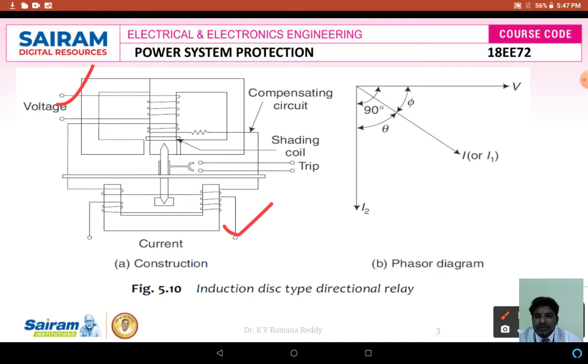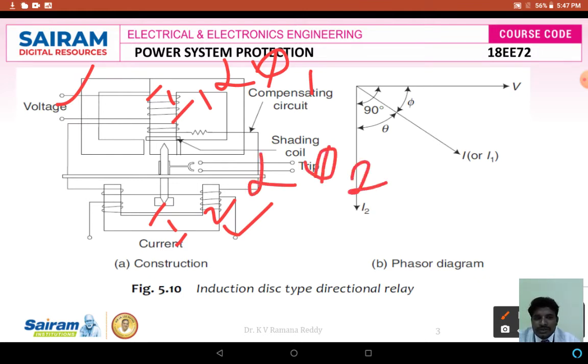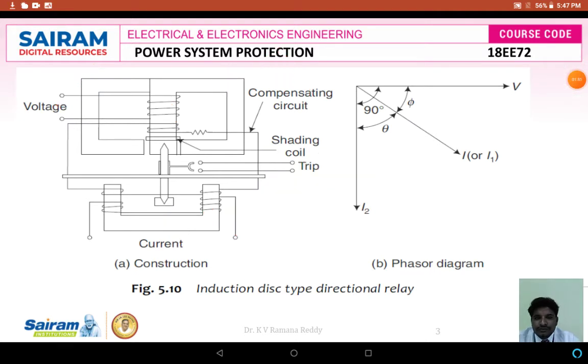The currents flowing through these two coils are I1 in the voltage coil and I2 in the current coil. I1 is directly proportional to the flux phi1, and I2 is directly proportional to the flux phi2 in the voltage coil and the current coil. These two fluxes interact together and produce a repulsion force which is applied on the aluminum disc, and the disc rotates.